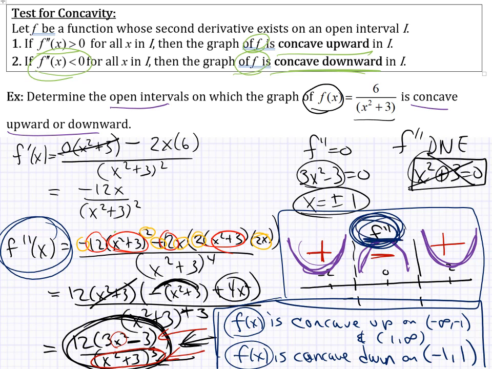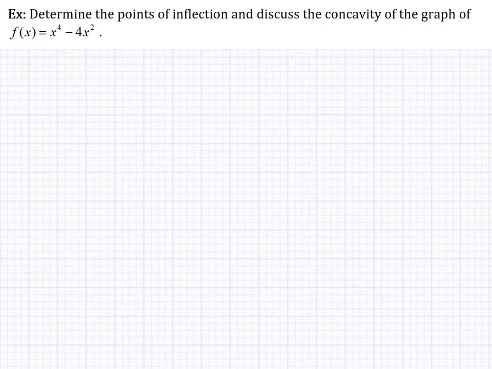Labeling this chart with a f double prime is important because f double prime being positive and negative tells you something different than f prime being positive and negative. And understanding that this chart and the other chart give you different information about the original function is going to be key. Okay, so we want to find the points of inflection and concavity for the following function.